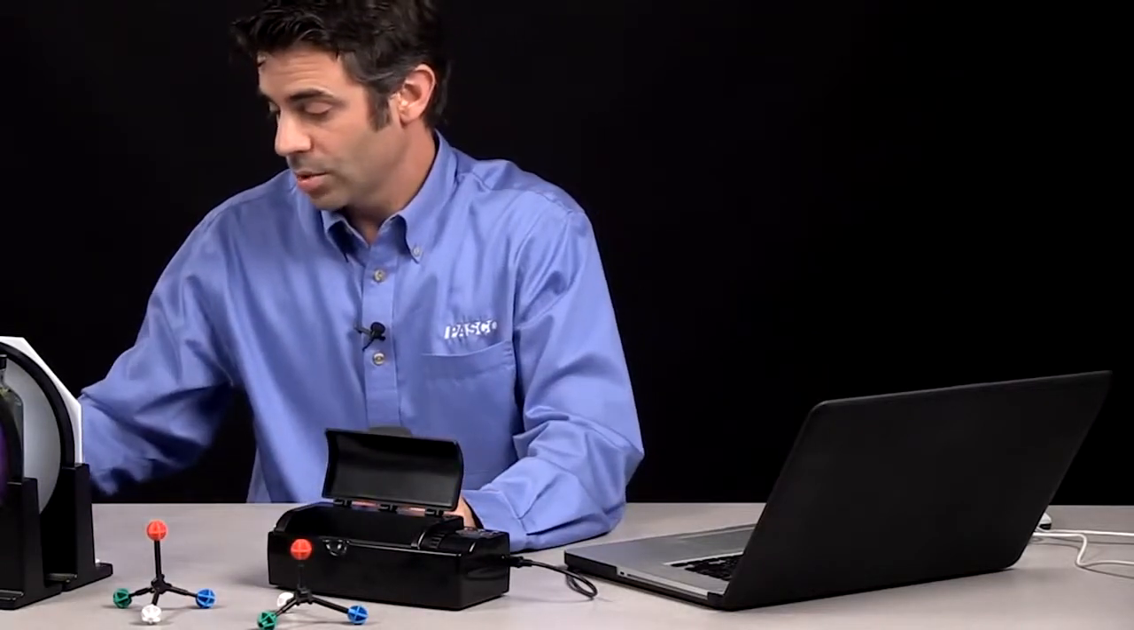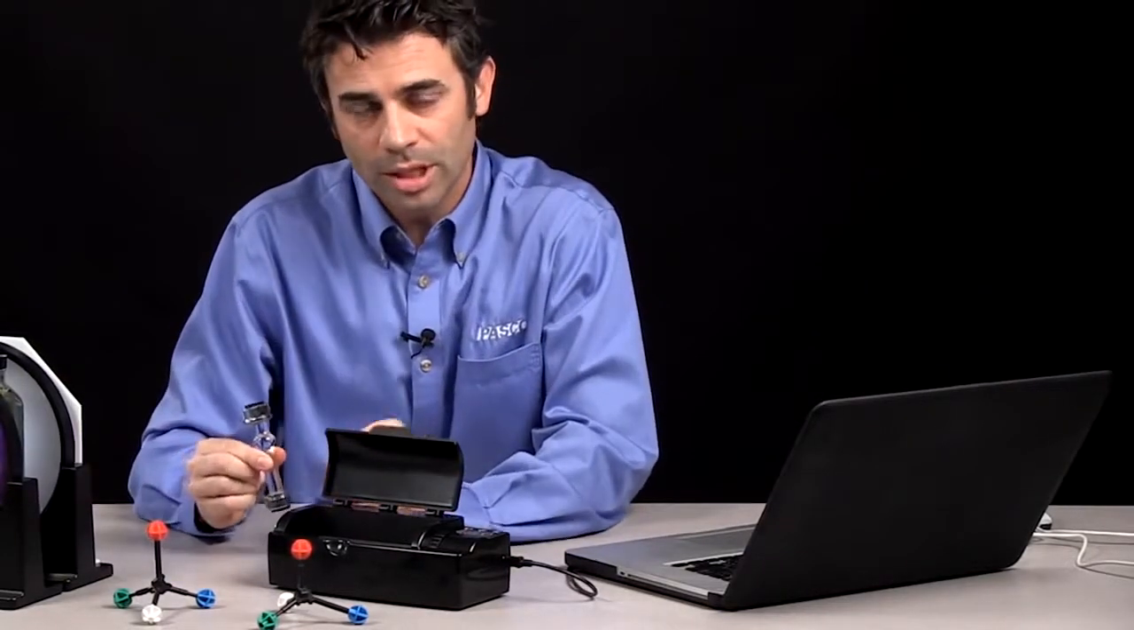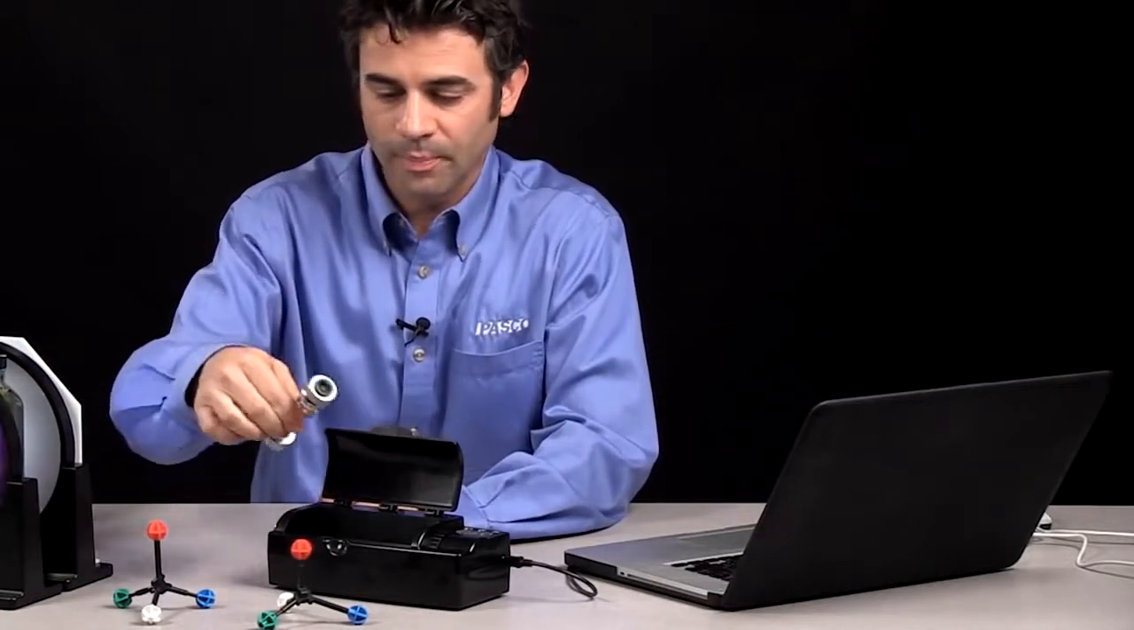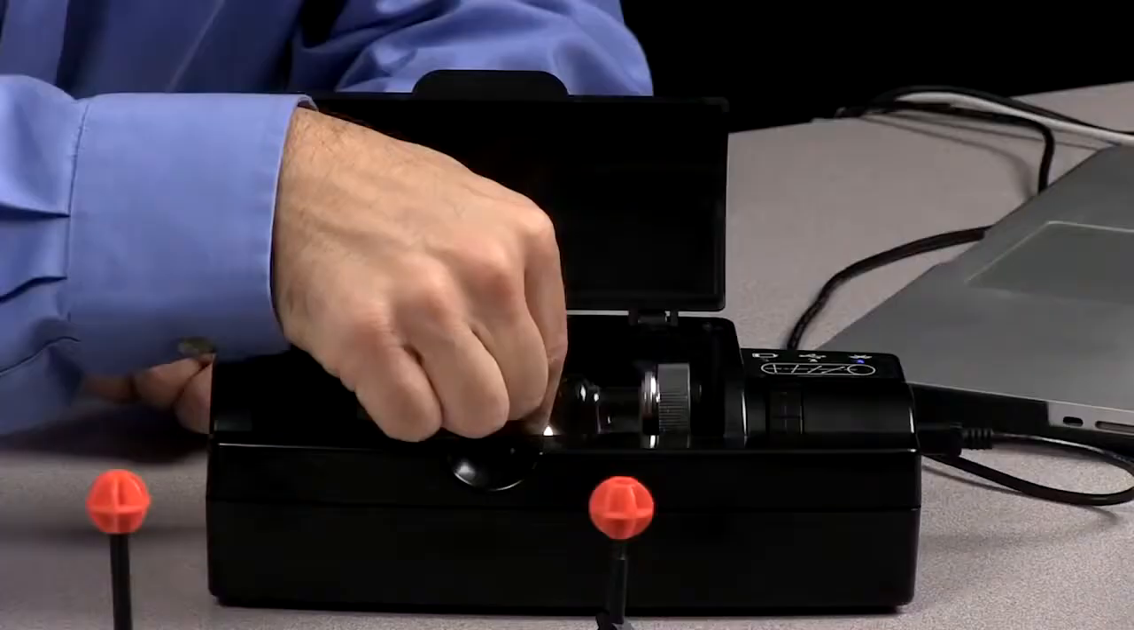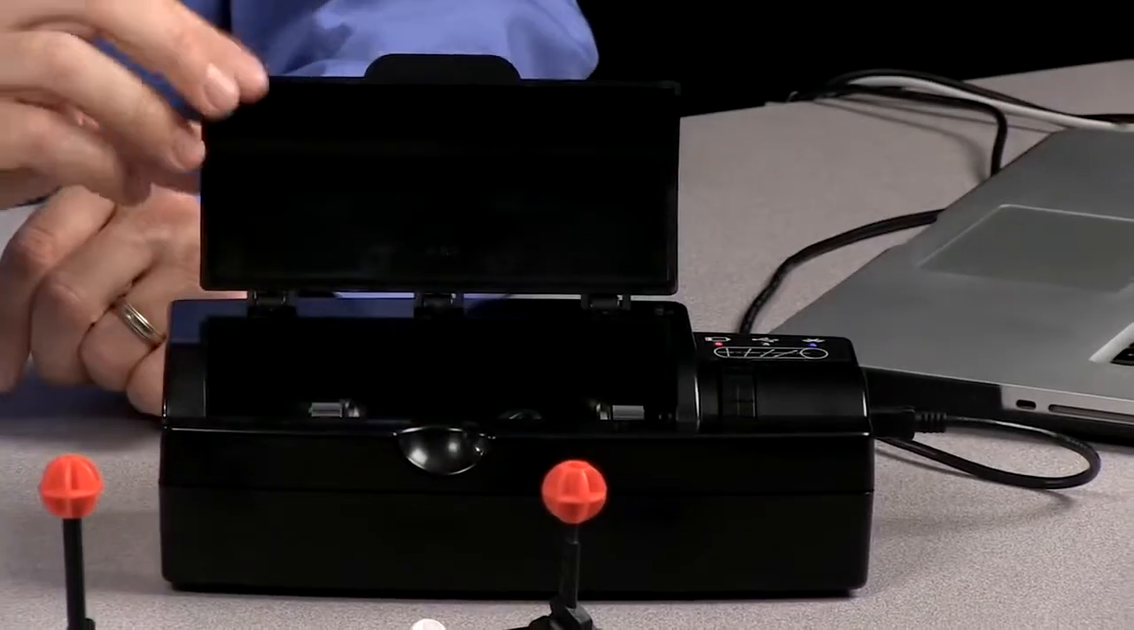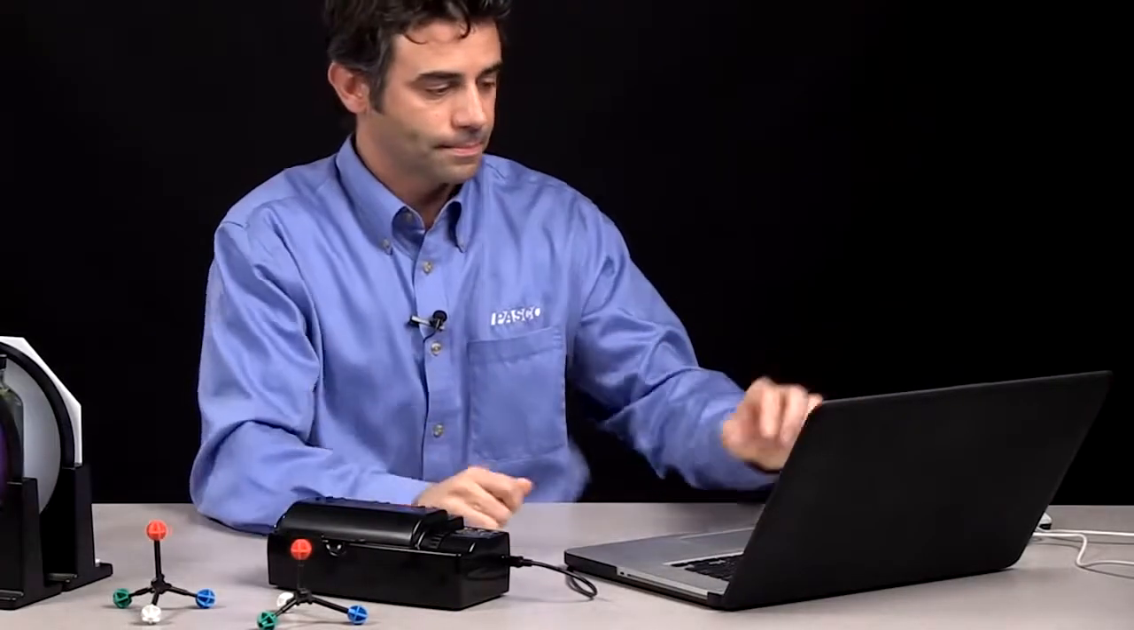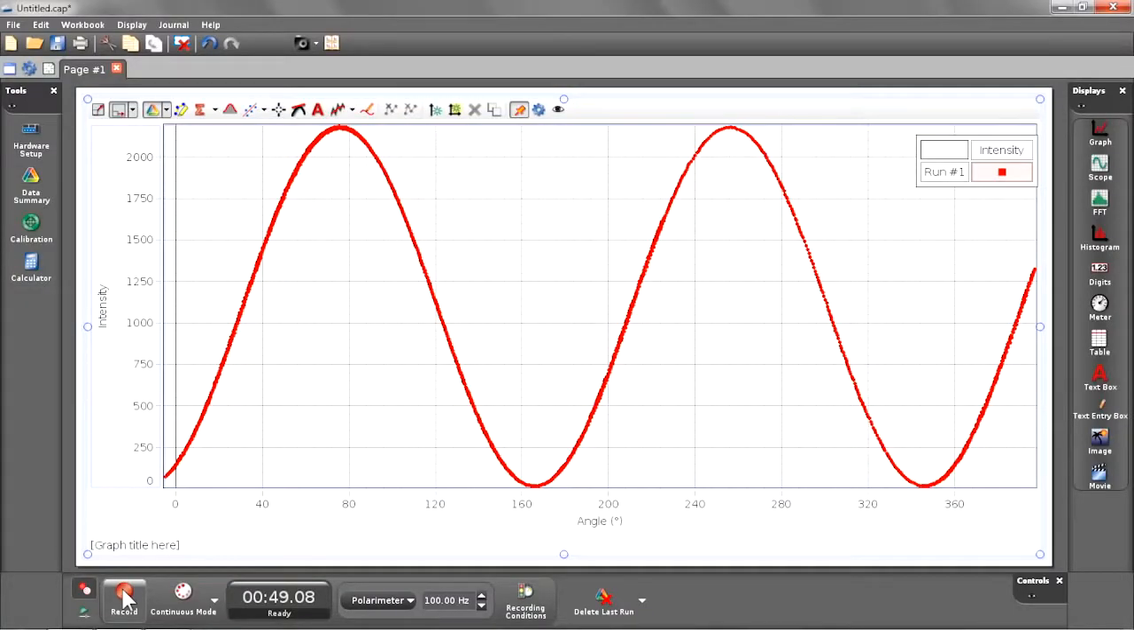If you're doing this as an actual experiment, you probably want to use the same sample holder each time, but for this purpose, I'm just going to use a different sample holder. I'm going to put this in, and this has a sucrose solution in it. So I'm going to start recording again.